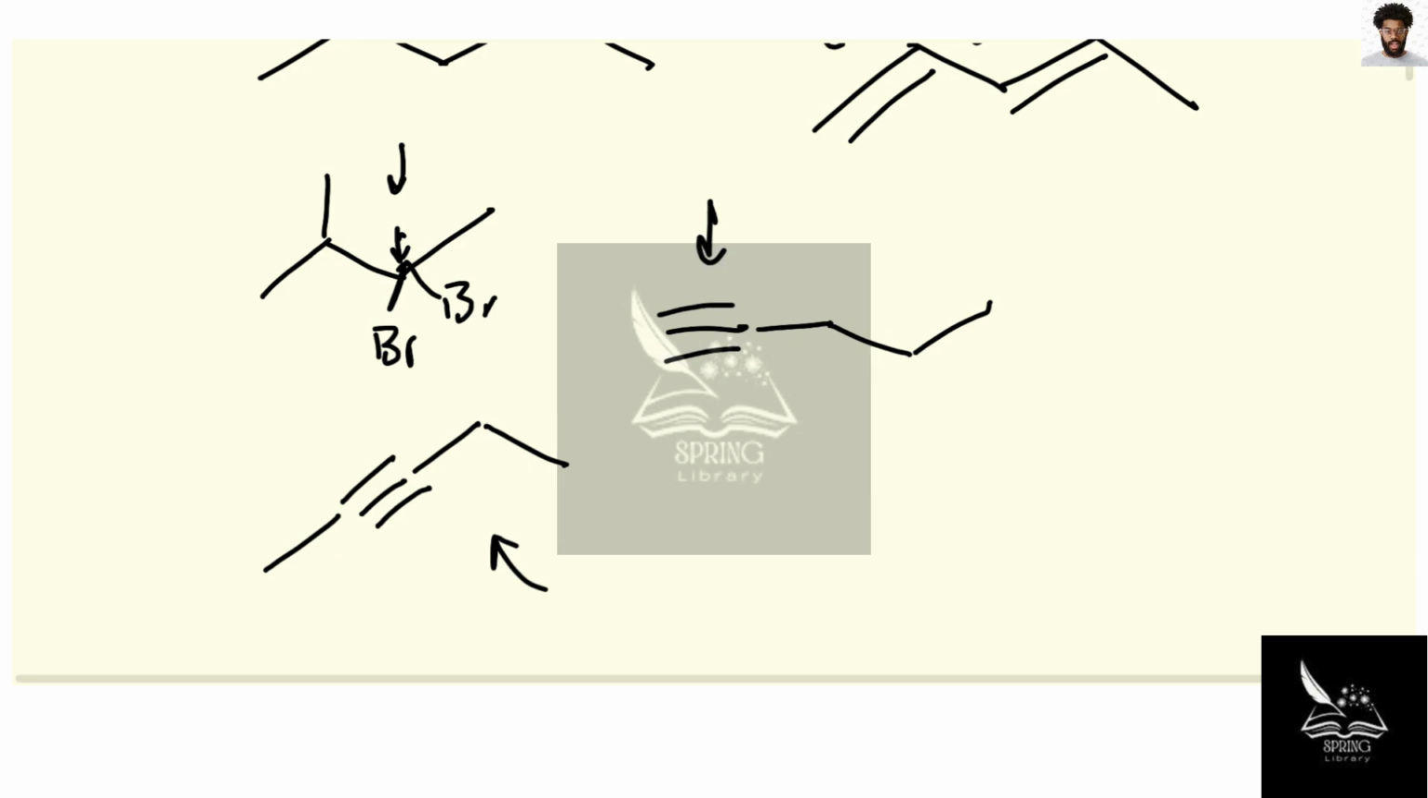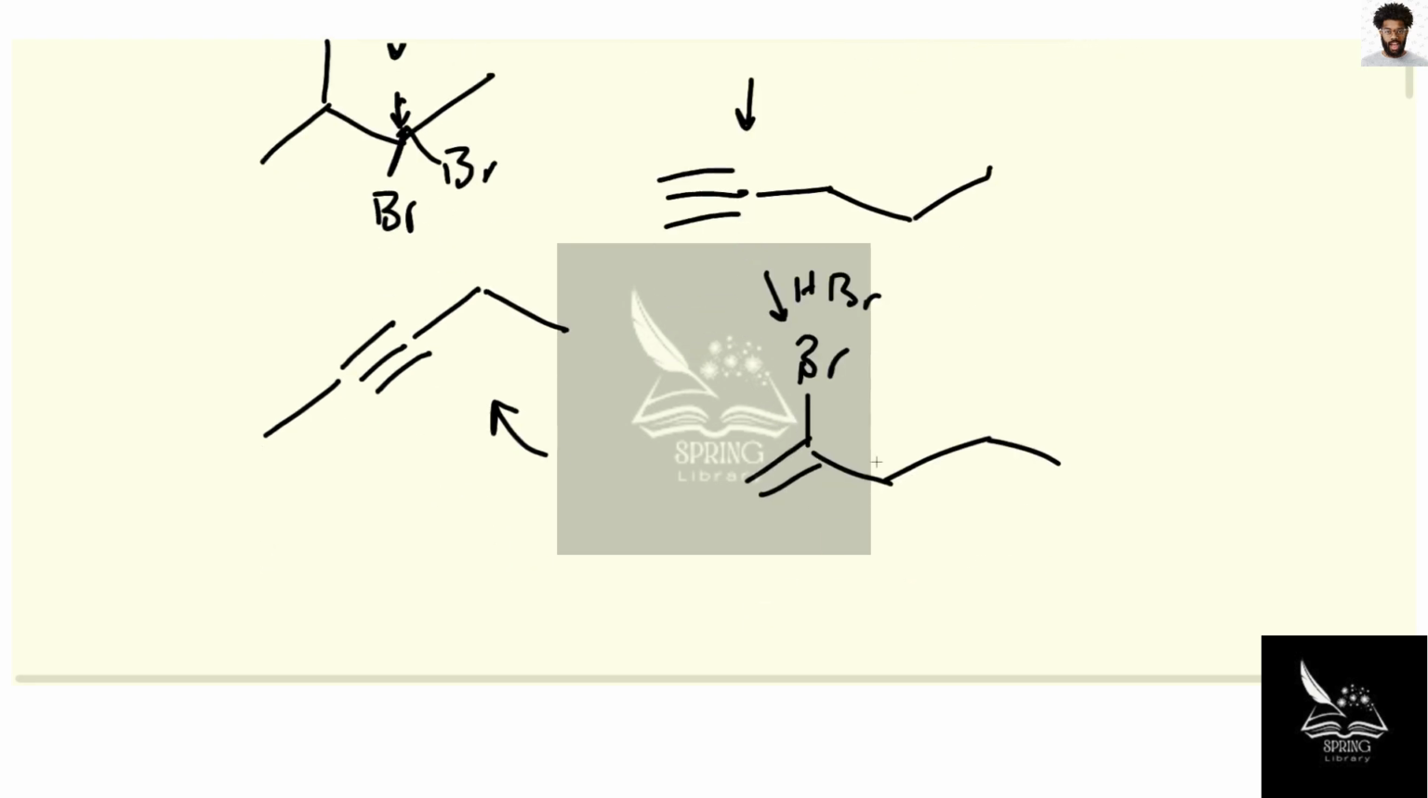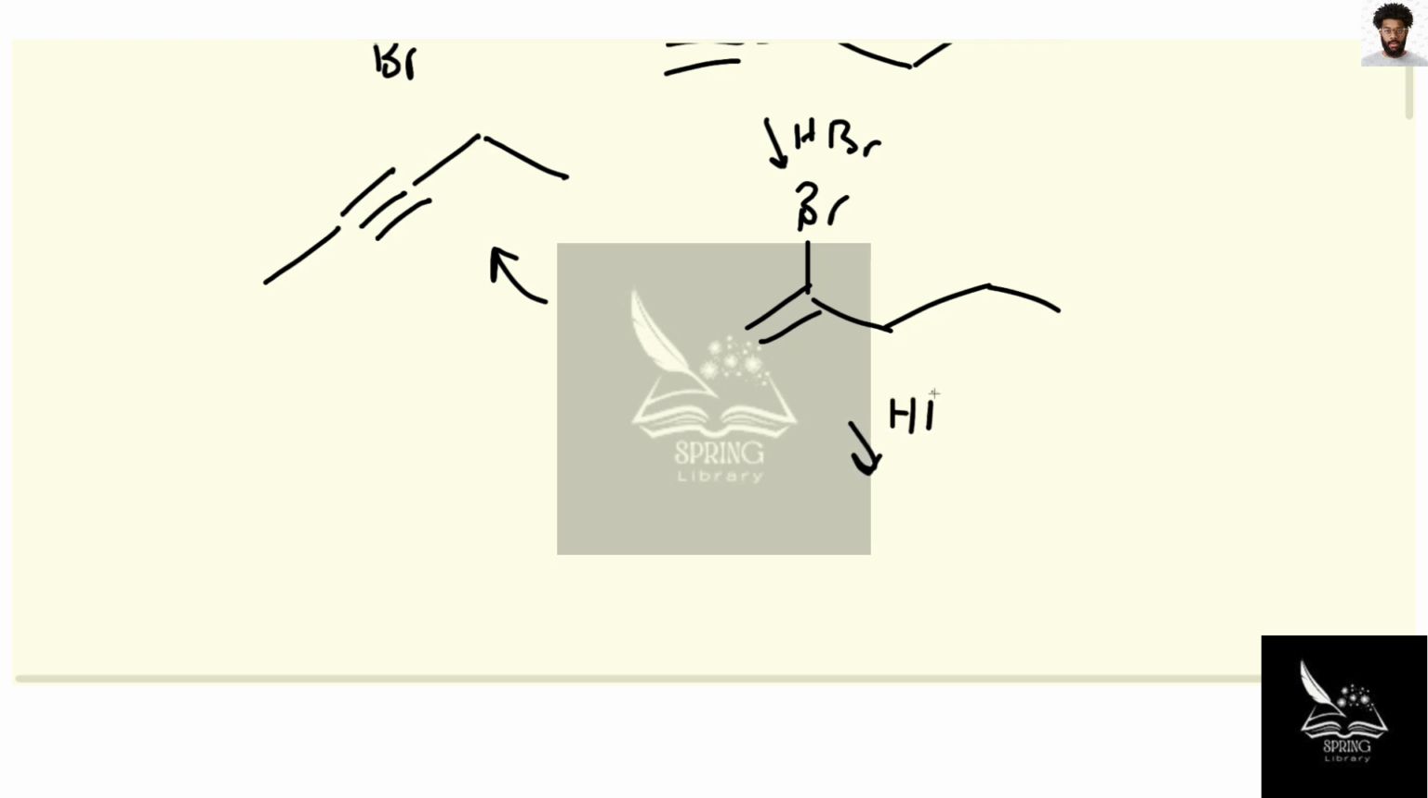Because when you have a terminal alkyne and you add HBr to it, it will selectively add bromine to the internal carbon of that terminal alkyne. Meaning after the first equivalent, you're going to get a bromine here. And after the second equivalent, you're also going to get a bromine there, which in the final position would be your 2,2-dibromo in the final molecule.